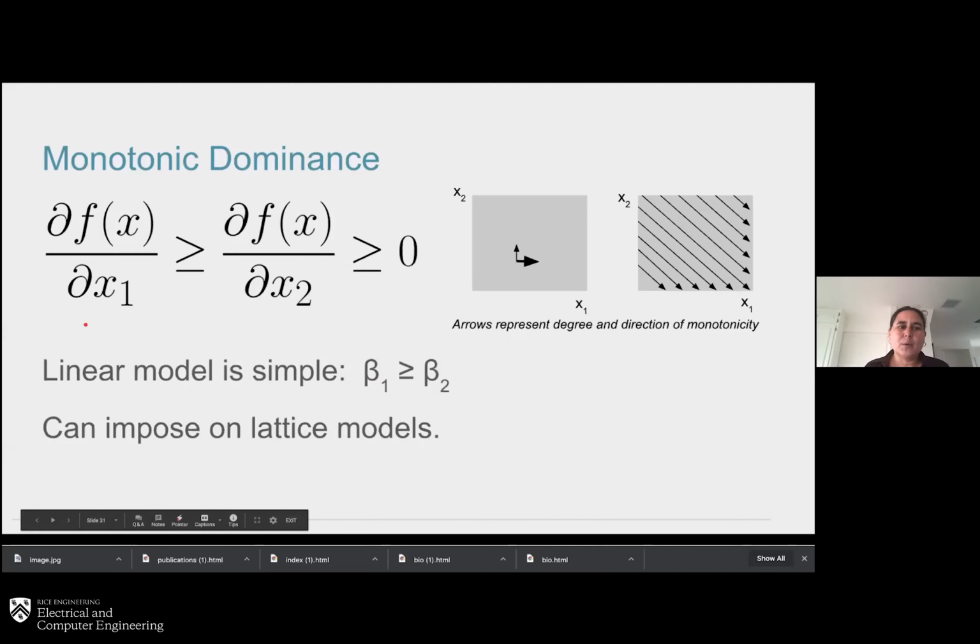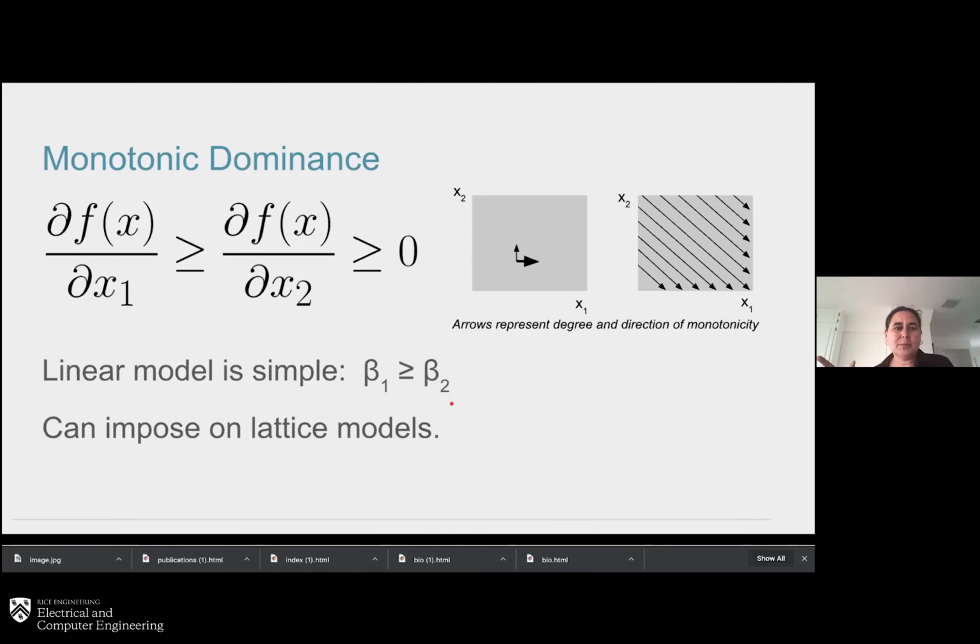Here, I'm going to talk about one of the easier ones to understand, which is just monotonic dominance in terms of just slopes. So here we might say the function should change more when you change x1 than it does when you change x2, and they're both going to be positive changes, so they'll both be changes greater than 0. For a linear model, this would be really simple. You would just say that your coefficient beta 1 had to be greater than beta 2, and they should both be greater than 0.